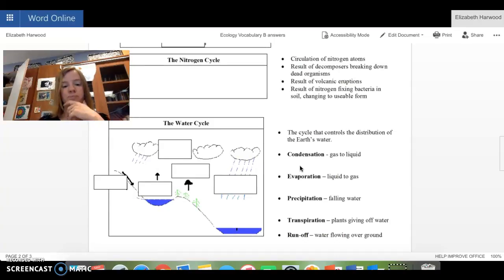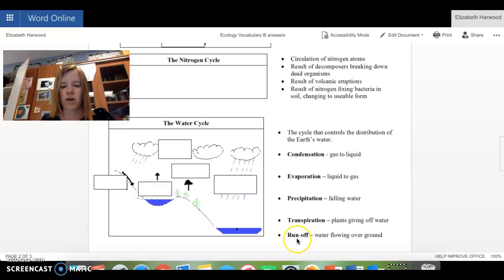Okay, so condensation is the first one, from a gas to a liquid. This happens at this stage here. So if you wrote, oh, I'm sorry. This happens up here. Condensation, gas to liquid. If you wrote condensation here, you were correct. Evaporation, that's down here. This is where liquid is turning into a gas.